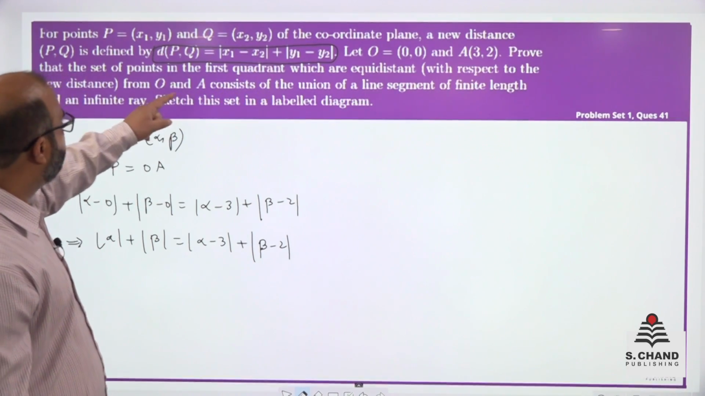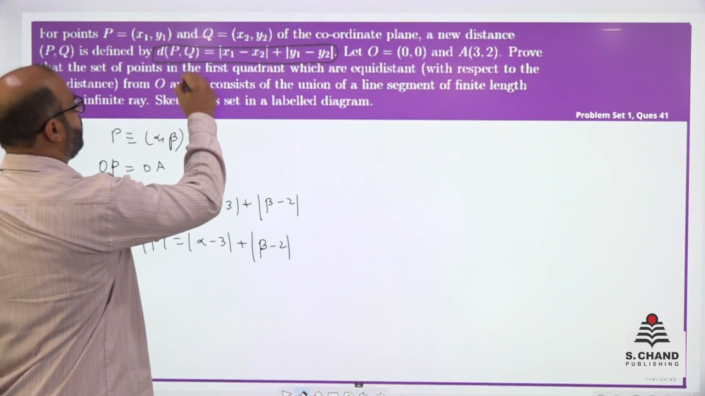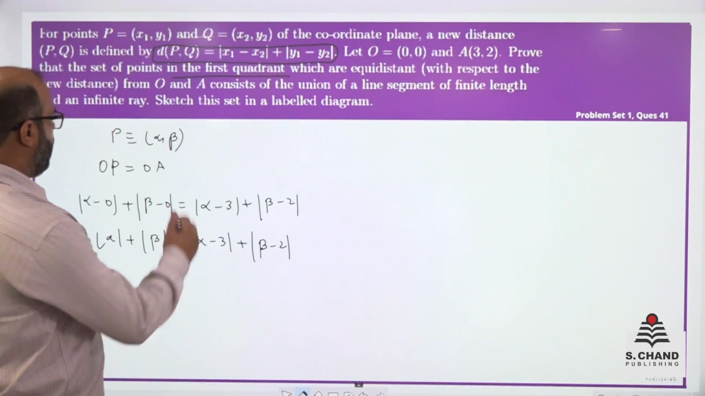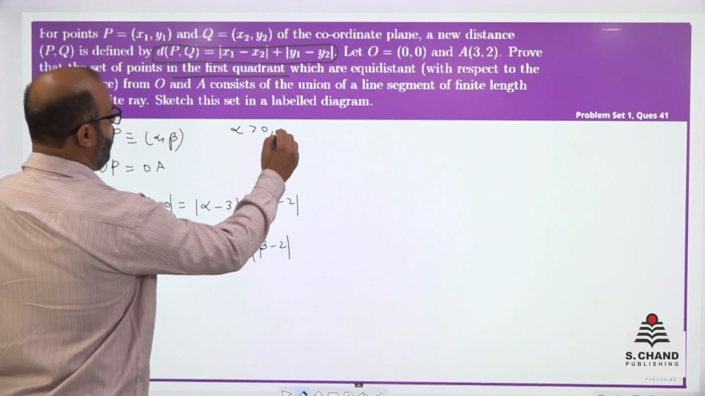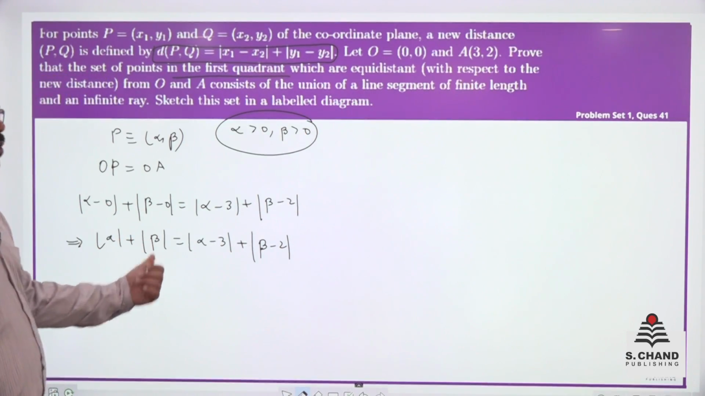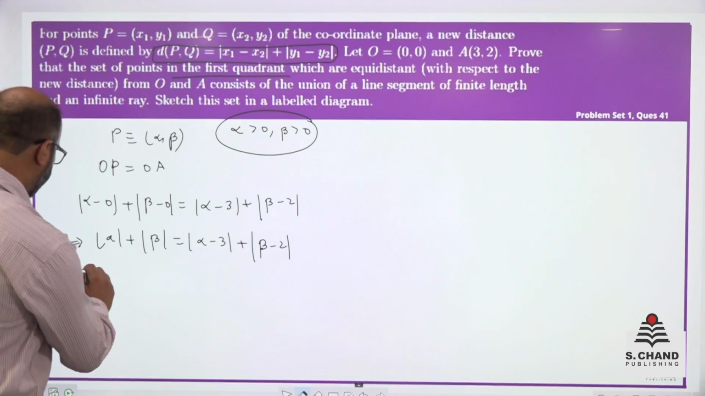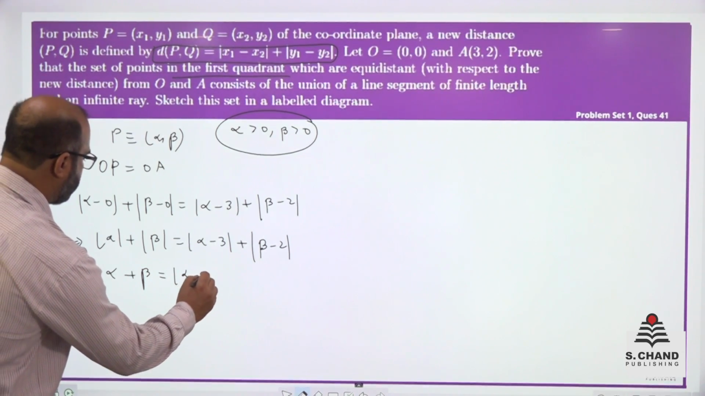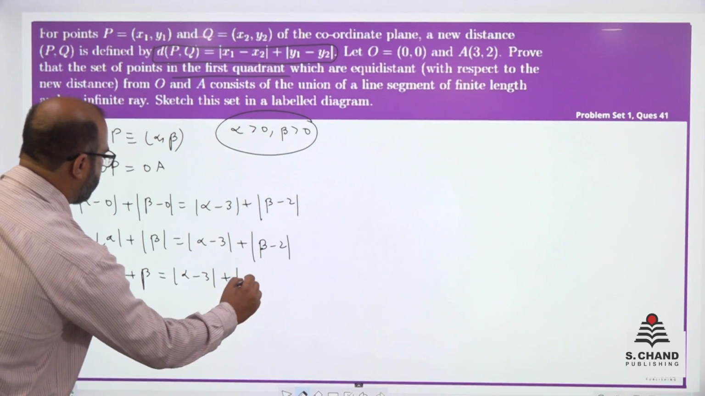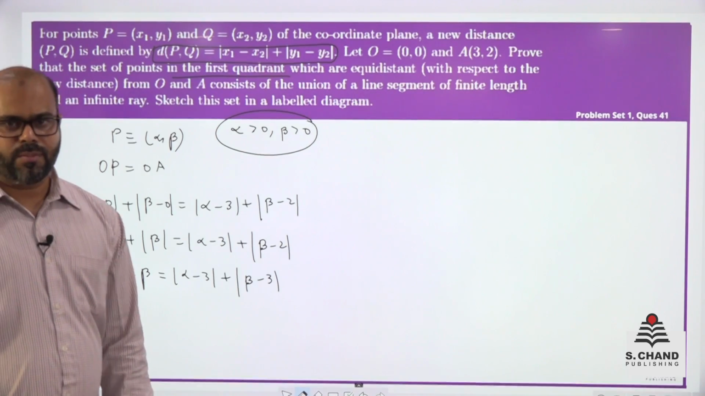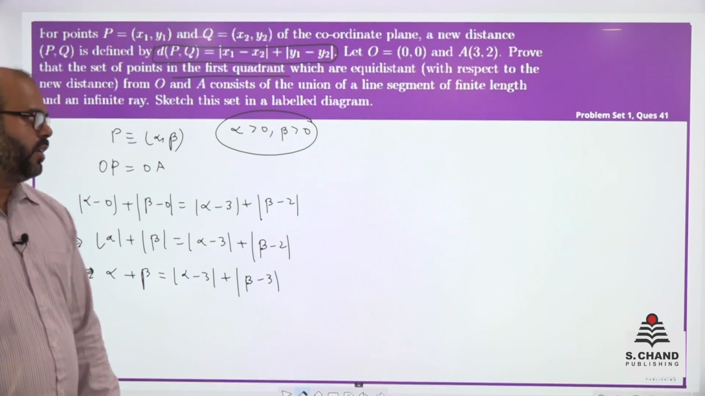Now here it is already given that we have to find it in the first quadrant, right? So in the first quadrant alpha is positive and beta is also positive. So |alpha| will be alpha, |beta| will be beta. So this will be simply alpha + beta = |alpha - 3| + |beta - 2|. Now here alpha - 3 and beta - 2 are in mod, so we will have different conditions.